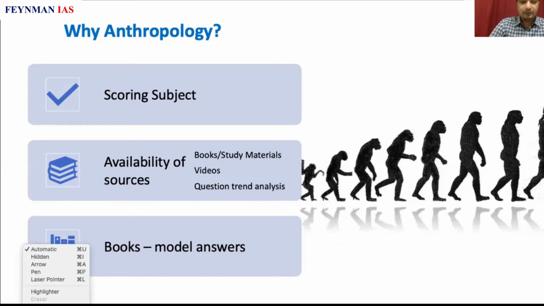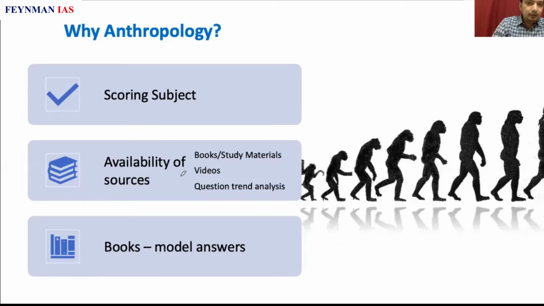This is considered to be one of the scoring optionals, right? In recent times, you might have seen that people have scored around 360, 362 marks in this. So definitely there is a good amount of scope to score in the anthropology part.